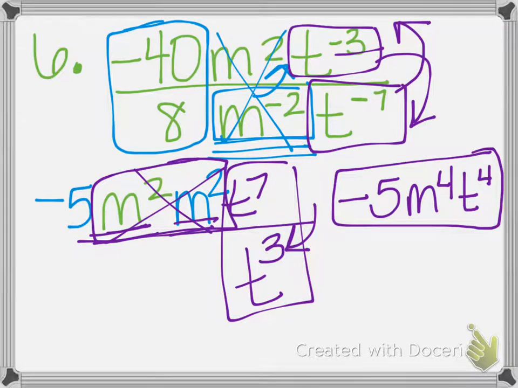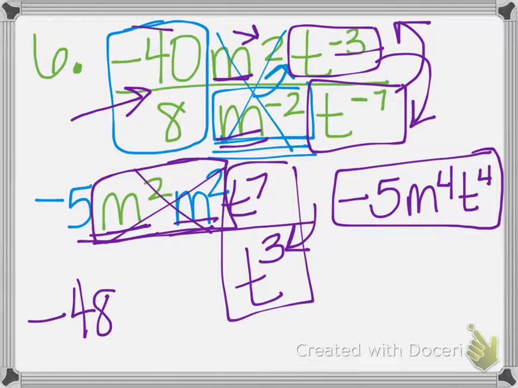I had some of you guys doing some very, very silly things, like right here, when you had negative 40 divided by 8, you ended up with negative 48. And I think that's because you were subtracting, but you were forgetting that the subtraction rule only works when you have same base exponents. These right here are just coefficients. They're just numbers. It's like negative 40 divided by 8.